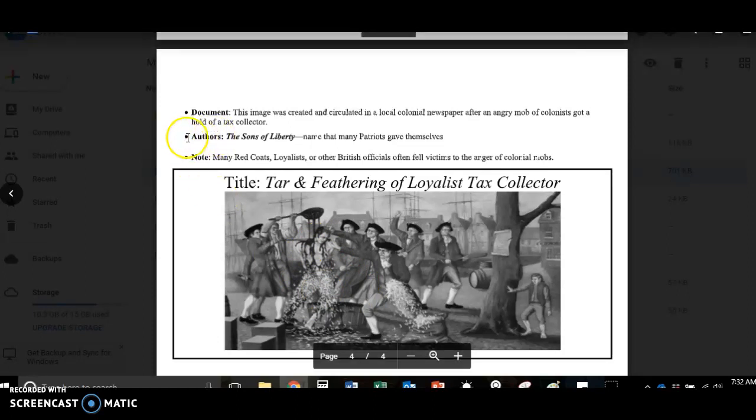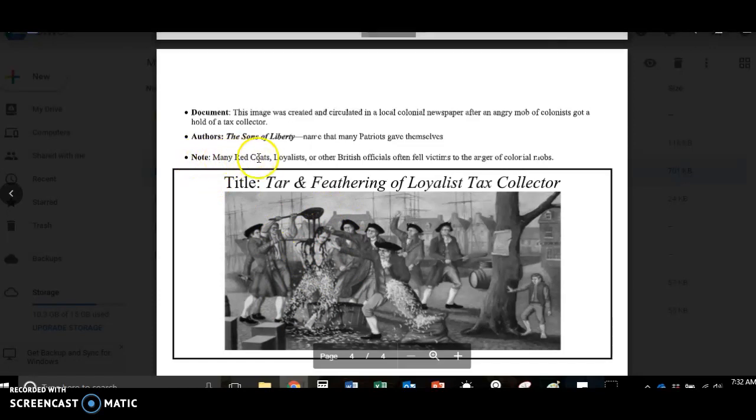The authors or creators of this image that was put into the newspaper were known as the Sons of Liberty. The Sons of Liberty was the name that patriots gave themselves. Okay, so now we know that the people who created this picture are basically showing us patriot colonists who have gotten a hold of a tax collector.